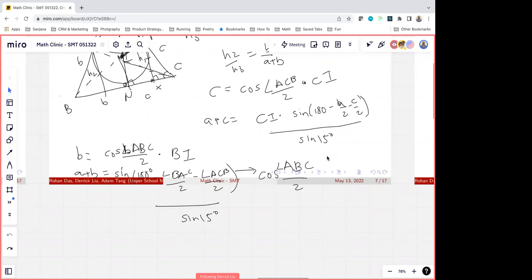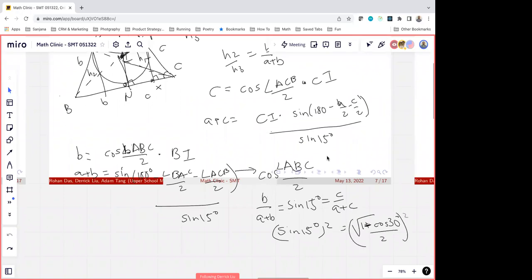So what we end up with is that B over A plus B is just sine of 15 degrees. And this is also equal to C over A plus C. So our desired answer is sine of 15 degrees squared. And we know that this is equal to the square root of 1 minus the cosine of 30 degrees over 2, squared. And this is equal to 1/2 minus root 3 over 4.